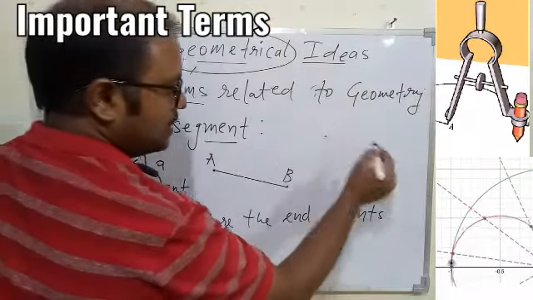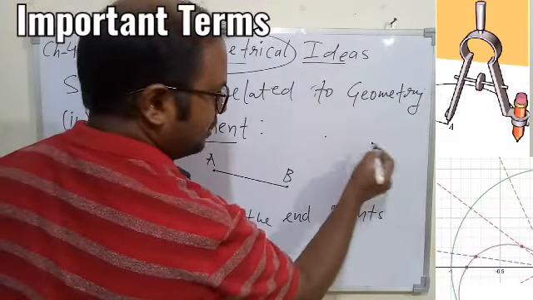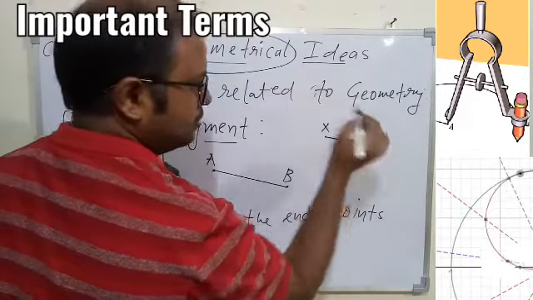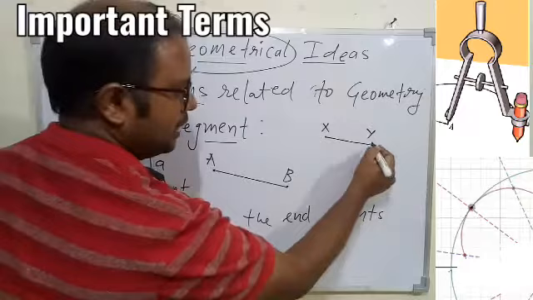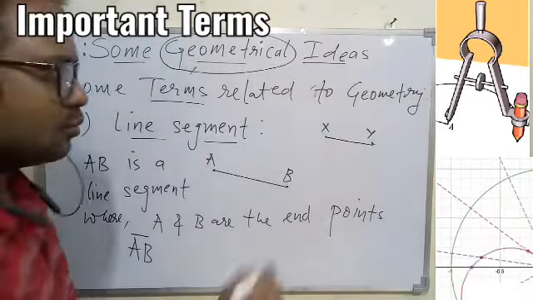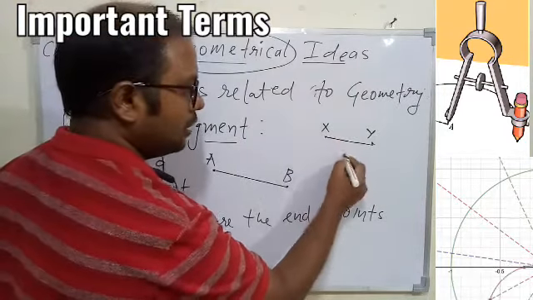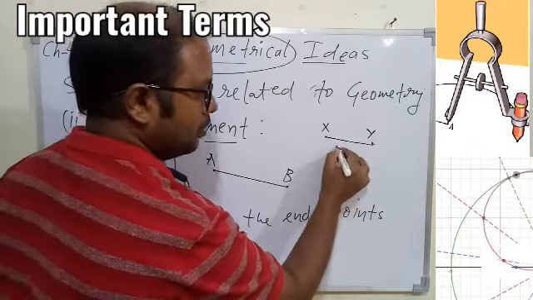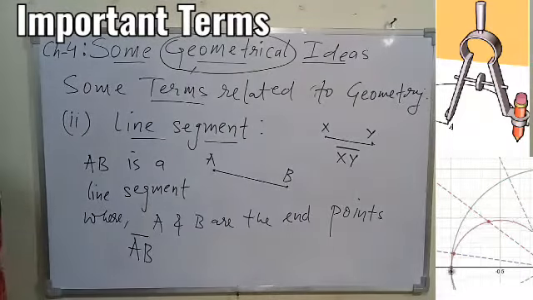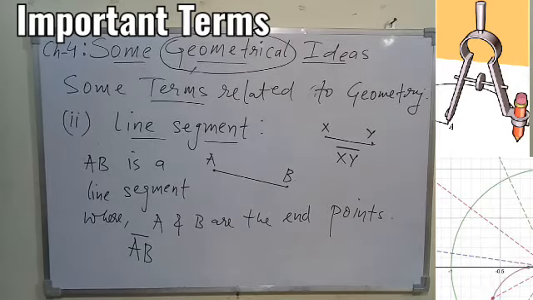So if I take any two different points now, and again I connect, I can give another name X and Y. So again we can say here we have X and Y are the end points of this line segment XY. And how to show, how to write down XY with a line over it. So it simply means I am talking about XY, which is a line segment. So I hope you understood the meaning of line segment.